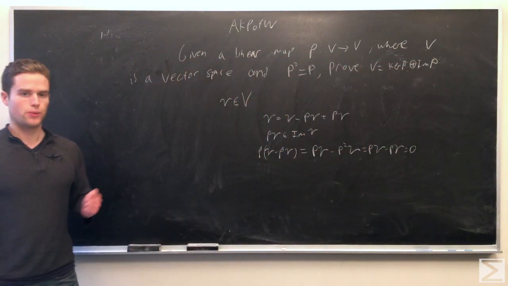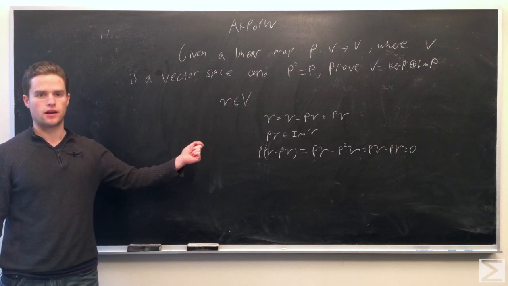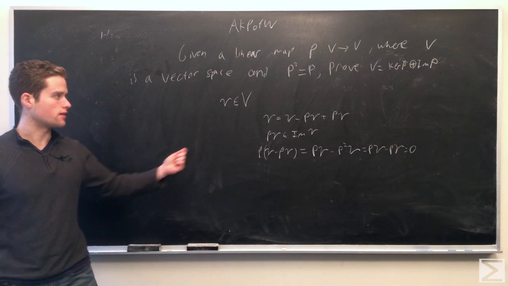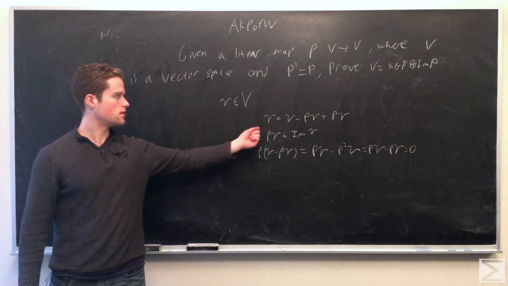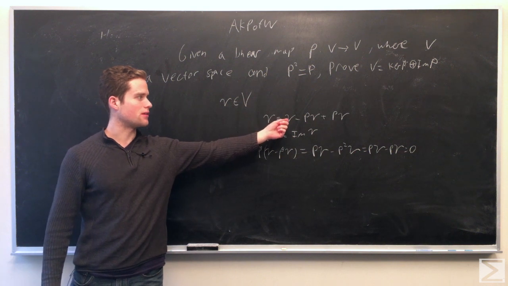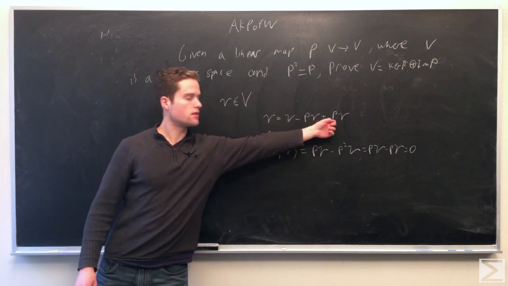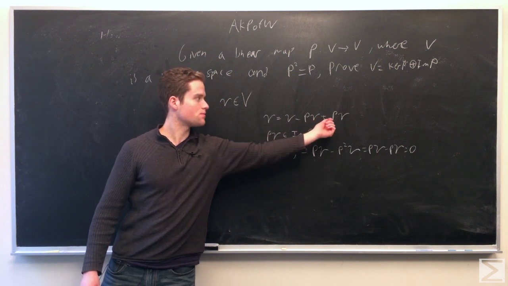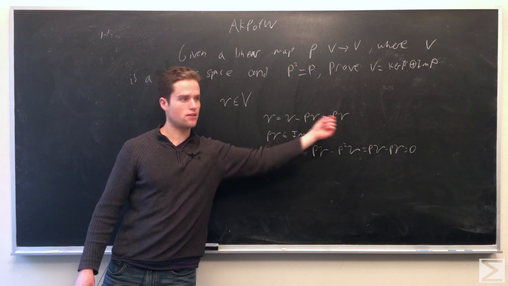So first, to show that we can represent any vector as a sum of a vector in the kernel plus a vector in the image, we're going to write, we have some arbitrary vector little v in our vector space. So v equals v minus Pv plus Pv. These two just cancel. But note that Pv is clearly in the image because it's just a vector that we get from applying P to some vector.